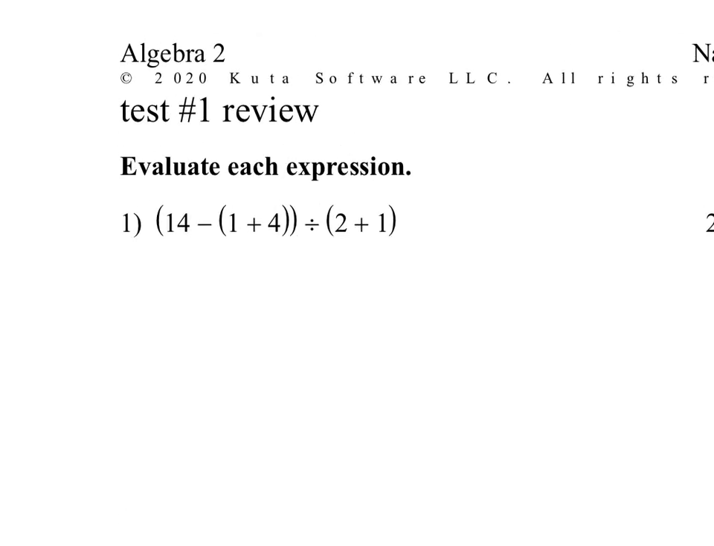So what's the first thing we're going to do here? Parentheses. So we have a parentheses inside of a parentheses, and we need to work inside out. So we start with our most inside parentheses. So this becomes a 5. So we have 14 minus 5 divided by, and we can do these parentheses out here too. So 2 plus 1 is 3.